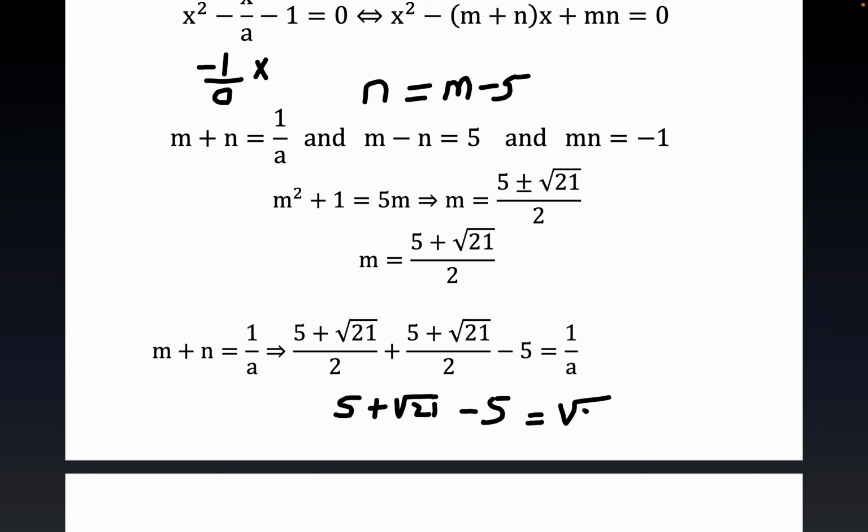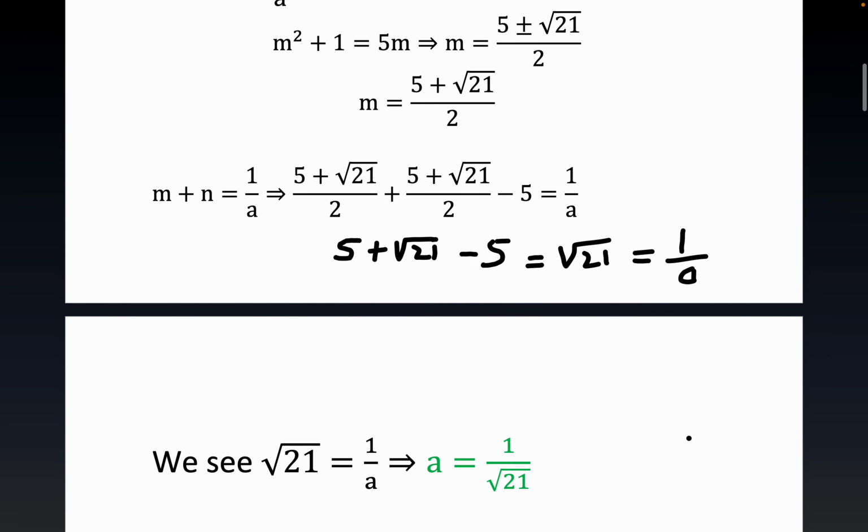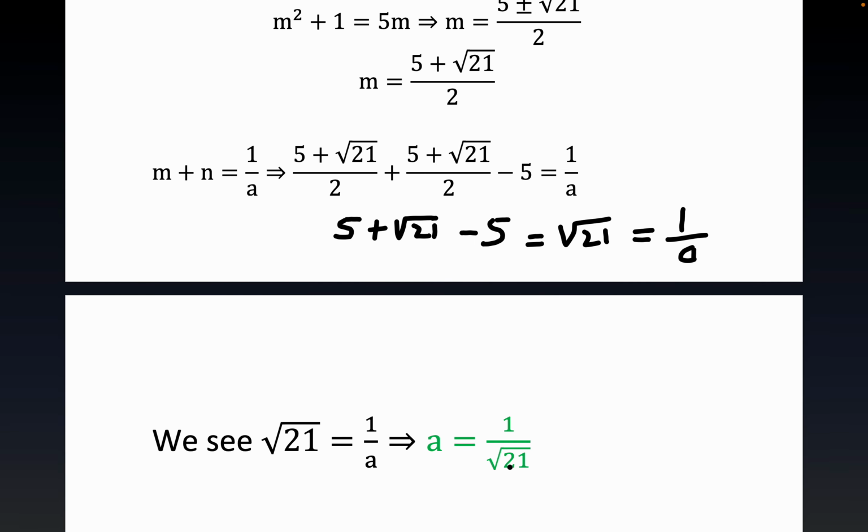And I think I have this on the next line, but I just want to write it down here. So root 21 is equal to 1 over a. Okay. And on the very next line right here, you'll see that we could finish it off. So root 21 is equal to 1 over a, and this is our solution. a is equal to 1 over root 21.